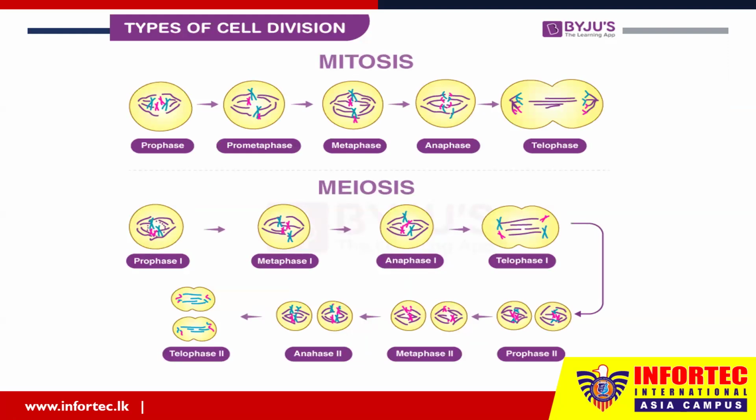As I said earlier, there are two types of cell division. The first process is mitosis, the other process is meiosis. In mitosis, from the mother cell, at the end of the process, it creates two identical daughter cells. And in meiosis, it creates four daughter cells at the end of the process, but those are not identical to each other. So we will discuss mitosis and meiosis one by one.